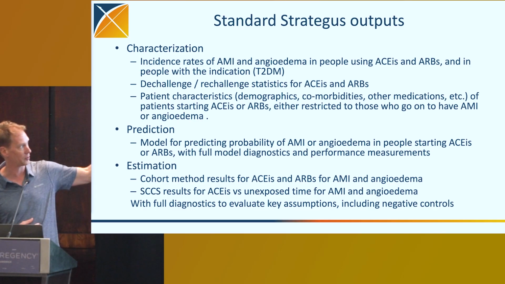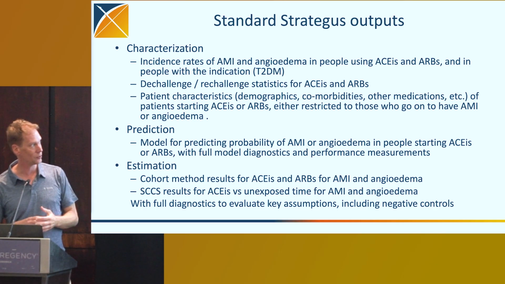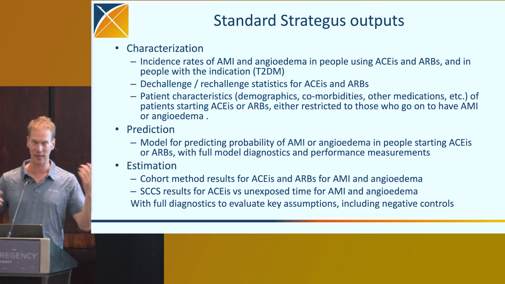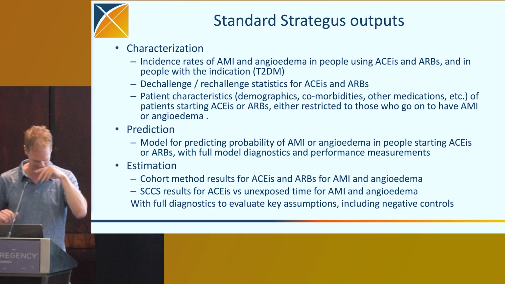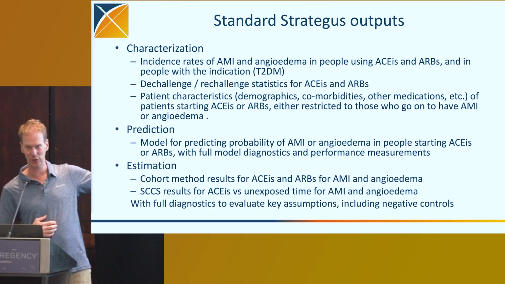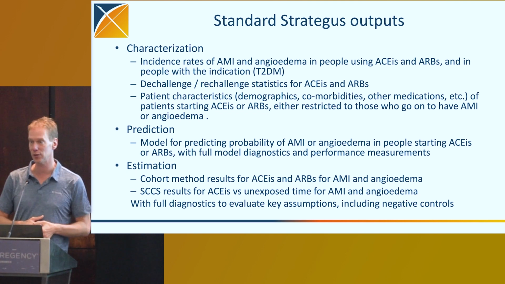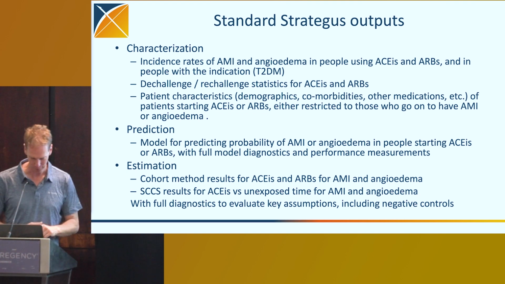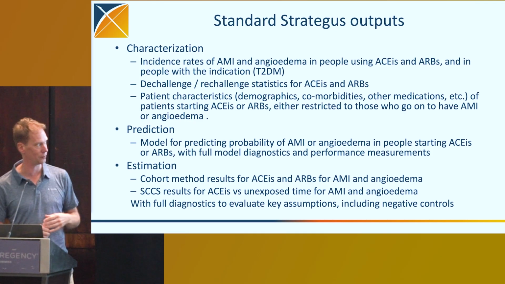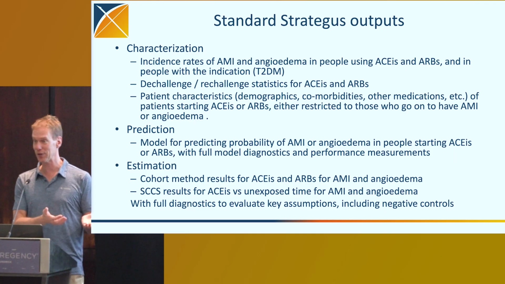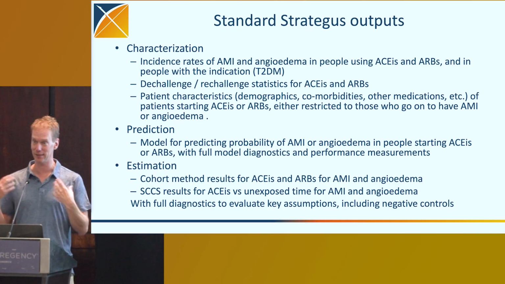So you get a full cohort method result, comparing ACEs to ARBs for these two outcomes, fully propensity score matched and with negative control evaluations, objective diagnostics and everything. You also get something called the self-controlled case series design, which is another way of answering causal questions, which actually can compare to no exposure. All of that with full diagnostics to evaluate key assumptions, including negative controls. So you had to put in some work, but then you're getting a full package, and it's the same package you get all the time. That we believe is very helpful to answer your causal questions.